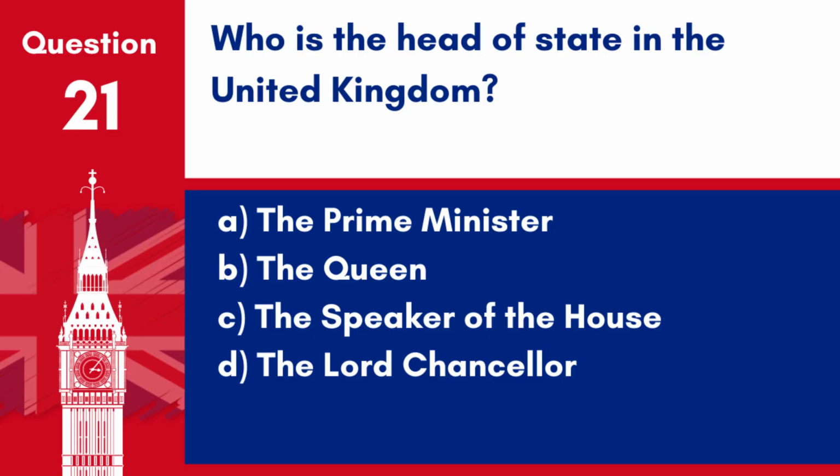Question 21. Who is the head of state in the United Kingdom? A. The Prime Minister. B. The Queen. C. The Speaker of the House. D. The Lord Chancellor. Answer: B. The Queen. The Queen is the head of state in the United Kingdom, playing a ceremonial role in the governance of the country.